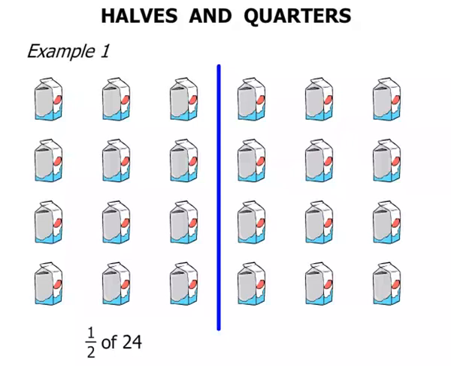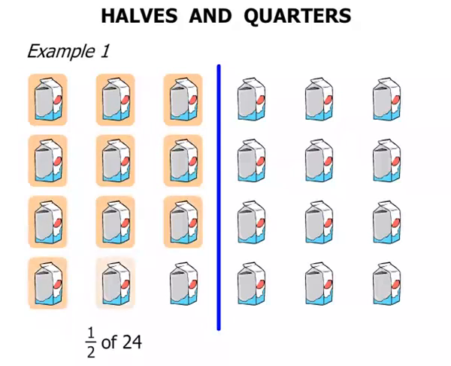Let's count one of the groups. 1, 2, 3, 4, 5, 6, 7, 8, 9, 10, 11, 12. So a half of 24 equals 12.